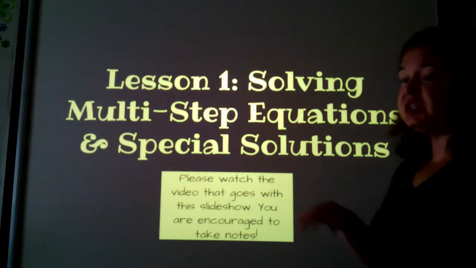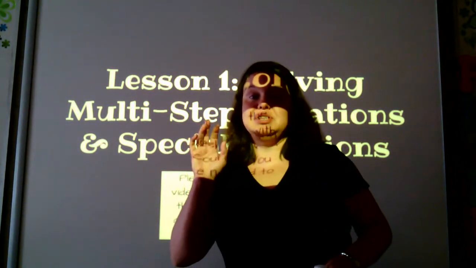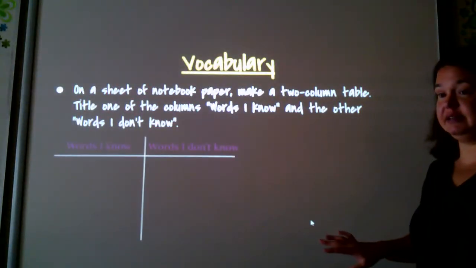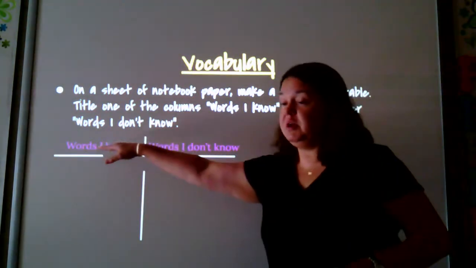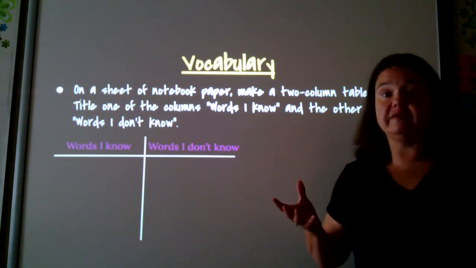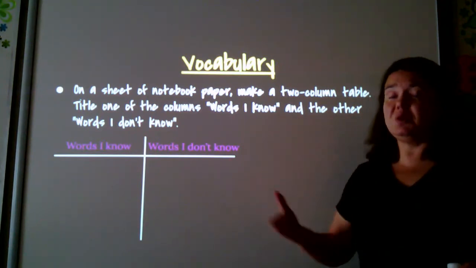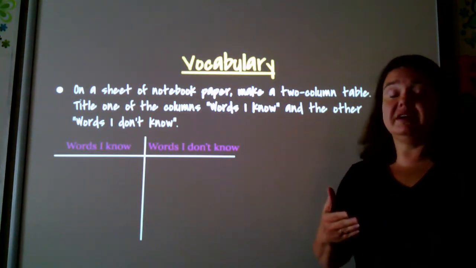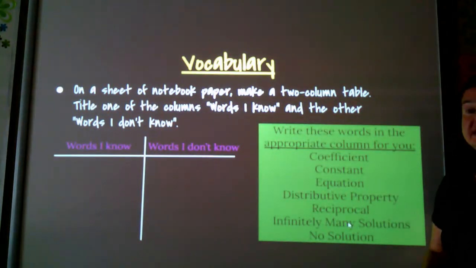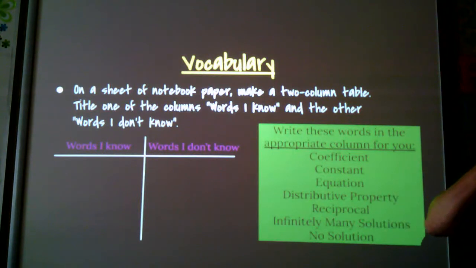All right. So we're going to start with vocabulary. Now, you can't really see me, but we're going to start with vocabulary. And so what I want you to do is I want you to make a table, kind of like this, and I want you to write words I know and words I don't know. And we're going to do that at the beginning of every lesson because vocabulary is important. Being able to know what words mean when I'm using them, that way you don't get confused. It's important, right? And there's a lot of math vocabulary. So these are the words that go along with today's lesson. So you need to pause the video and sort them into words I know and words I don't know.